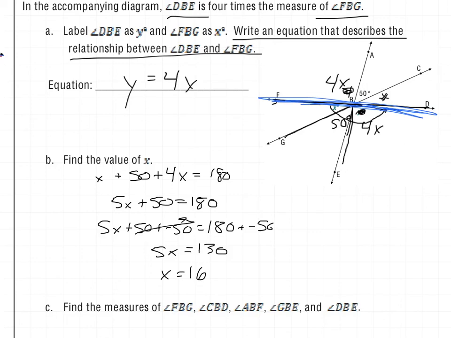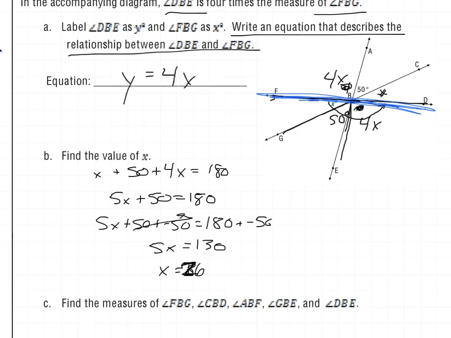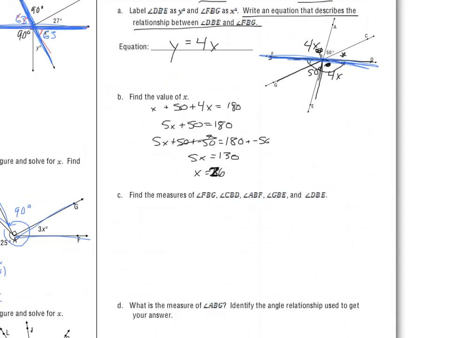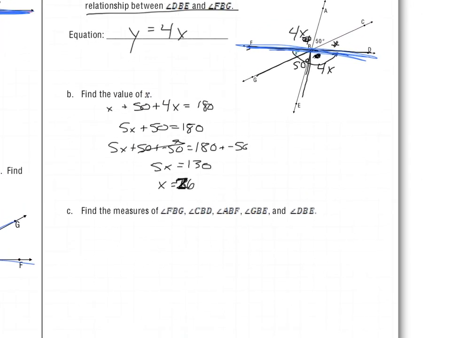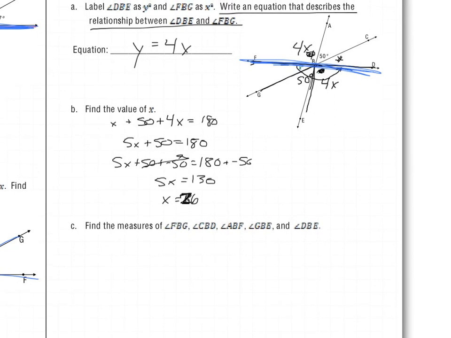Not 16, 36. 26. Boy, math is tricky today. Alright, x is equal to 26. Find the value of x is 26. Now find the measures of each of these different angles. Well, FBG is just x, so angle FBG is equal to 26. Done.